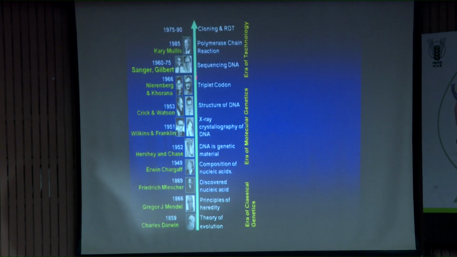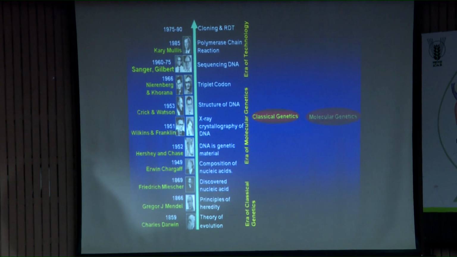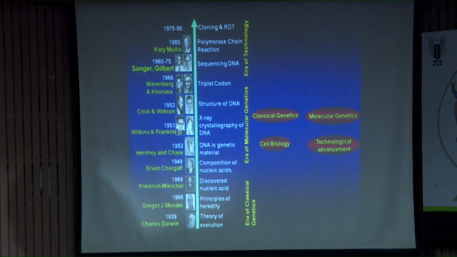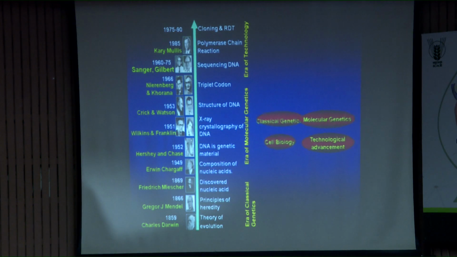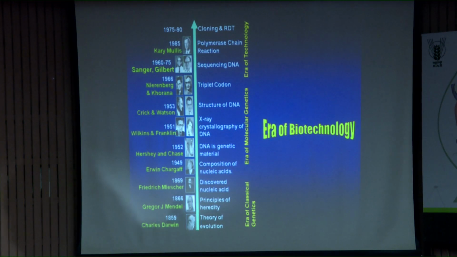There were different technologies like sequencing of DNA, polymerase chain reaction, and recombinant DNA technology. So, these technologies evolved, and during this phase classical genetics, molecular genetics, cell biology and technological advancement merged together to form the era of biotechnology. Again and again I am trying to say how different science subjects merge together to give rise to another science subject. Biotechnology got momentum when technological advancement progressed very fast.